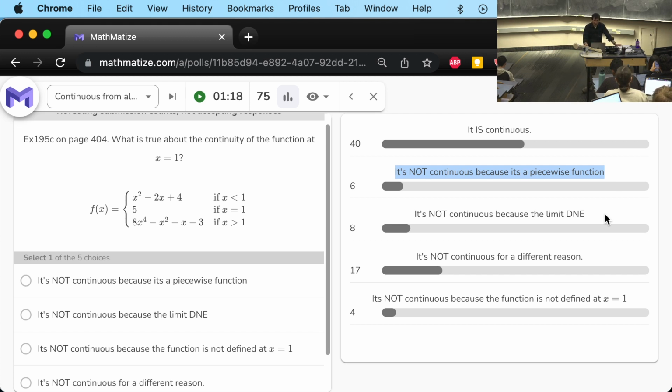It's not continuous because the limit does not exist. Okay, before I address this one, let's do this one. It's not continuous because the function is not defined at x equals 1. We said the value of the function is 5 at x equals 1. That's definitely wrong.